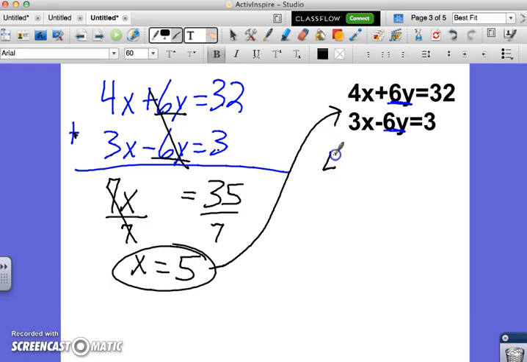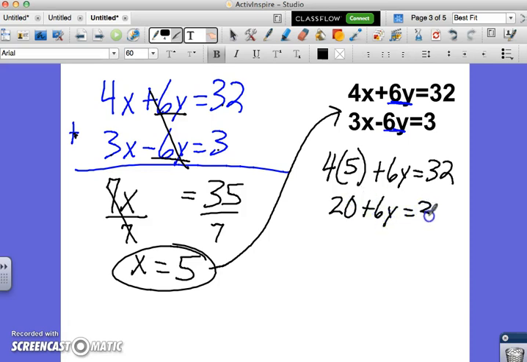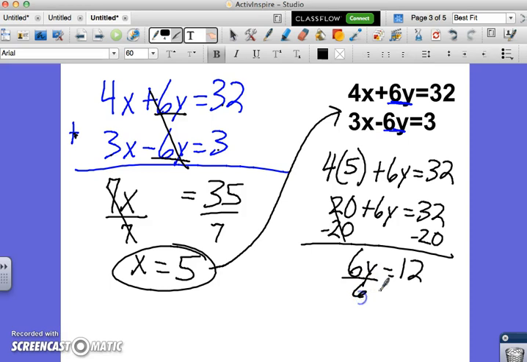So we got 4 times x, and x is 5. So 4 times 5 plus 6y equals 32. Well, I guess in hindsight, I should have picked the bottom one. Numbers are a little smaller, but that's okay. 4 times 5 is 20, plus 6y equals 32. So we subtract 20 because we're solving for y. Remember, leave the best for last. So I got 6y equals 32 minus 20, which is 12. Divide by 6, and we find that y equals 2.